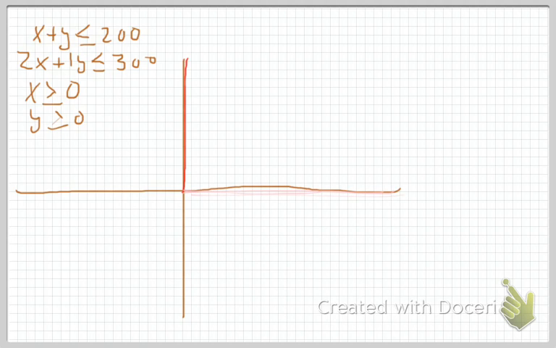Now let's take a look at this first equation. I'm going to change to a nice green here. If we look at this first equation, x plus y is less than or equal to 200. If we do a sidebar here and solve this, this is going to be y is less than or equal to negative x plus 200.